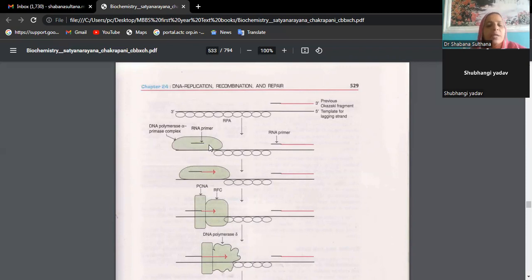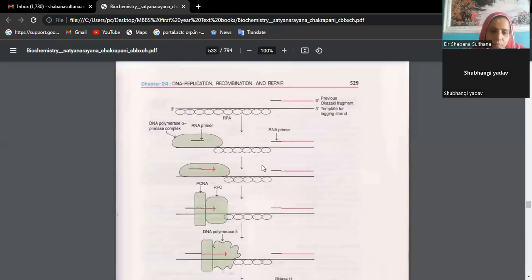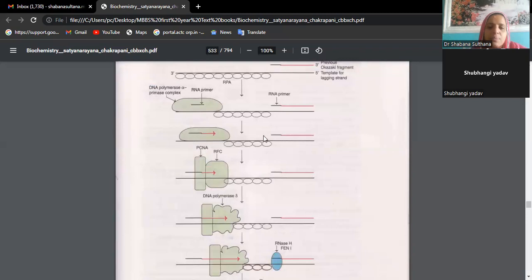So RNA primer is now brought by the polymerases. Just now I have told you 5 different types of polymerases, right? So the DNA polymerase alpha primase complex has brought this RNA primer. So RNA primer has come from the 3' direction, also from the 5' direction. And these replication protein A's are being removed. Now this cycle is moving actively in both directions.